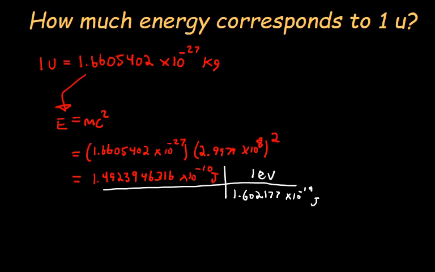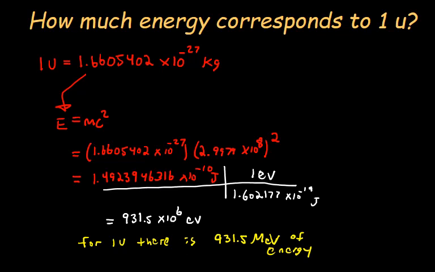If we convert that to electron volts, that's 931.5 times 10 to the 6 electron volts. So that is the energy corresponding to 1 U. If we had a mass defect of 1 U, that would be the energy holding whatever that is together. And so again, for 1 U, there's 931.5 mega electron volts of energy.